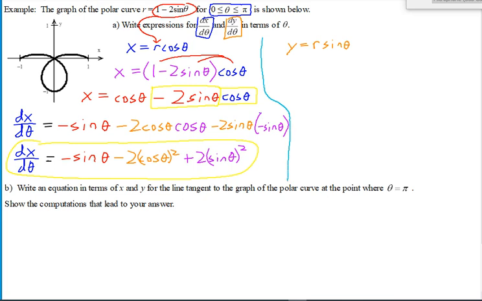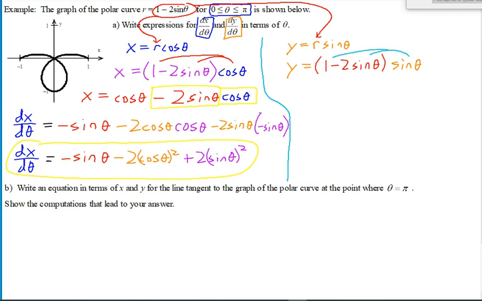And then next we need dy d theta. So we have to again substitute in r, your specific radius, right there. So this would be y equals the radius, 1 minus 2 sine theta, times sine theta as it is. And again, you could use the product rule here. In this case, it's probably even easier than the other one if we just distribute out the sine theta.